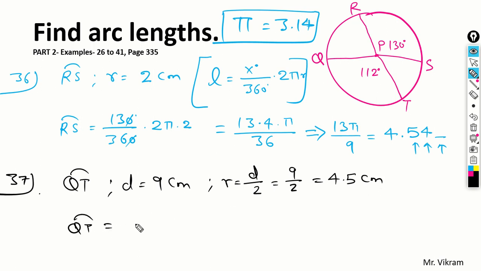QT is equal, let's check angle. QT in this case, this is 112. 112 divided by 360 multiply 2 pi. R is 4.5. Right? Solve this, you will get your answer.